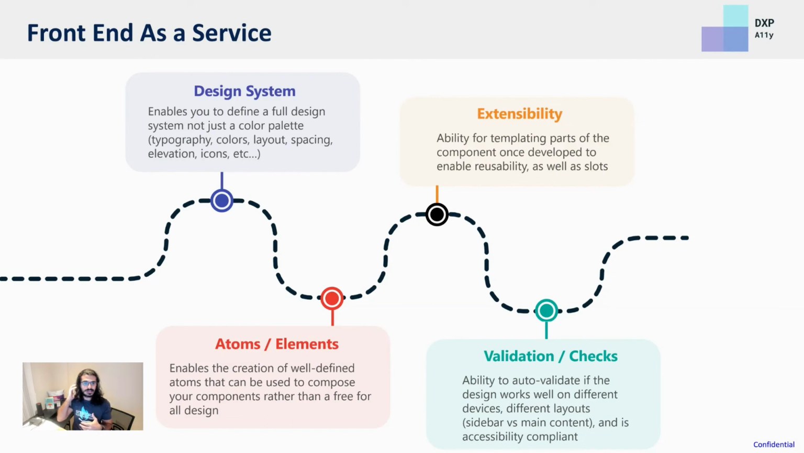So things like, again, design system. The way I think of it, it's really a four-step workflow. First step is design system. Enable you to define a full design system, not just a color palette. So it's typography, colors, layout, spacing, elevation, icons, and so on and so forth. Everything you've designed in your Figma design system, you should be able to do that. All your foundation should be here.